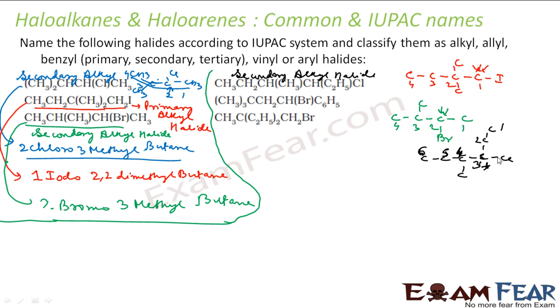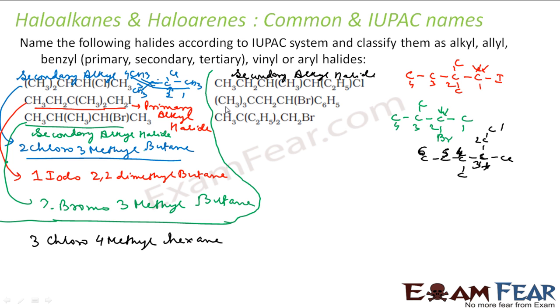So the name will be what? At 3 I have chloro, so 3-chloro. At 4 I have a methyl, right? This guy. 4-methyl. And then 6 carbon, so hex, all single bond, ane. And this is the name, and this is nothing but a secondary alkyl halide. Correct.